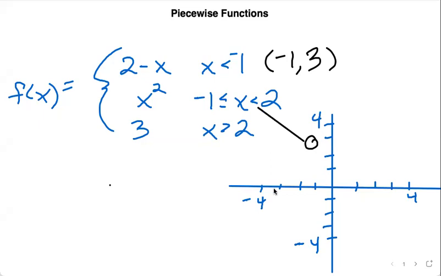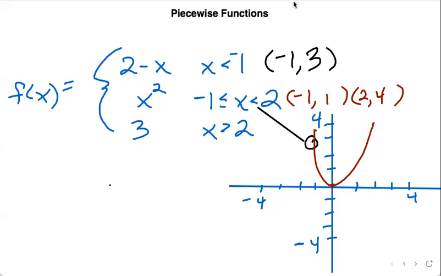Next up, x squared is a parabola. It starts at the origin, and in that case, it's going to probably look something like this. But I don't want the whole parabola. I want it from -1 to 2. So I'd plug in a -1. -1 squared is 1. And it ends at 2, so plug in a 2, and 2 squared is 4.